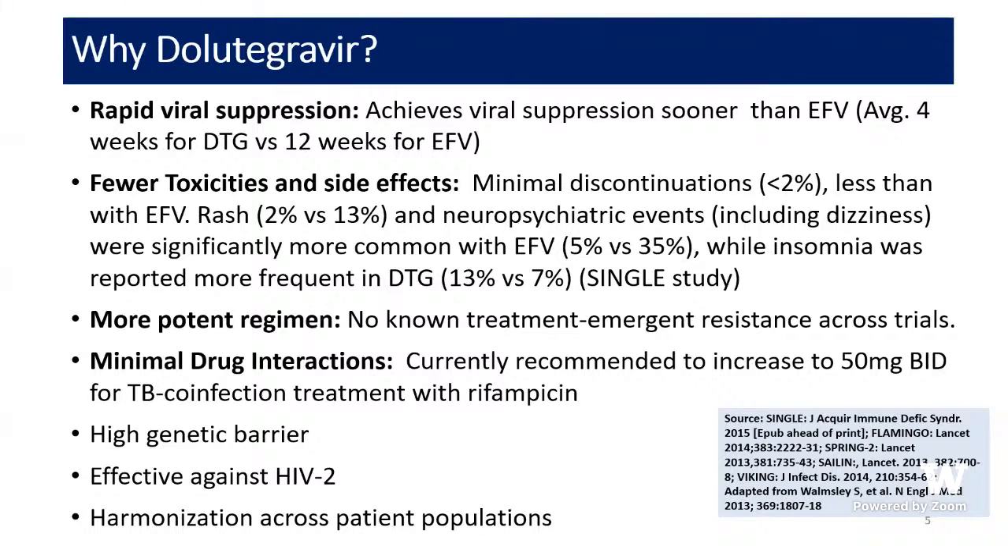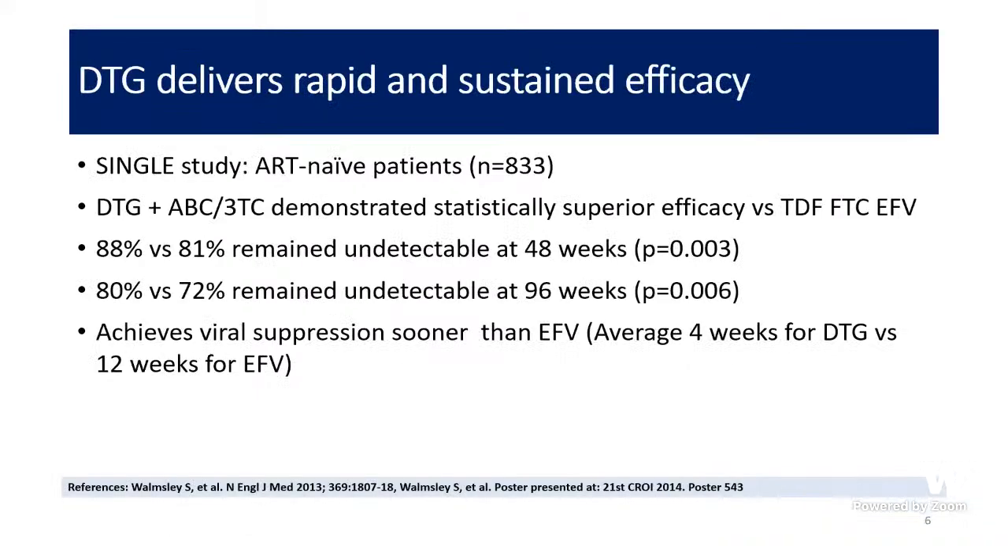It is a much more potent regimen, and it has minimum drug interactions also. Now, talking about the rapid and sustained efficacy of viral suppression, in a single study, it was seen that among around 833 patients, dolutegravir demonstrated statistically superior efficacy versus tenofovir, emtricitabine, and efavirenz. The superior efficacy was defined as 88% undetectable viral load at 48 weeks, that is around 1 year, and 80% undetectable viral load at 96 weeks, that is approximately 2 years.